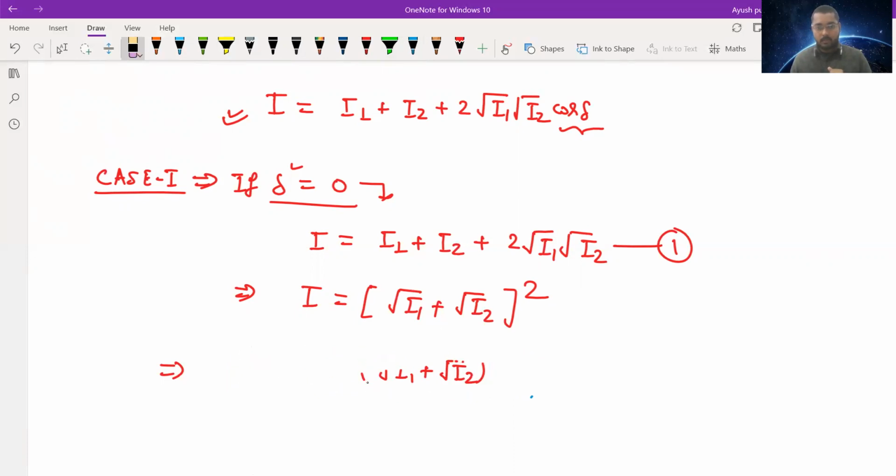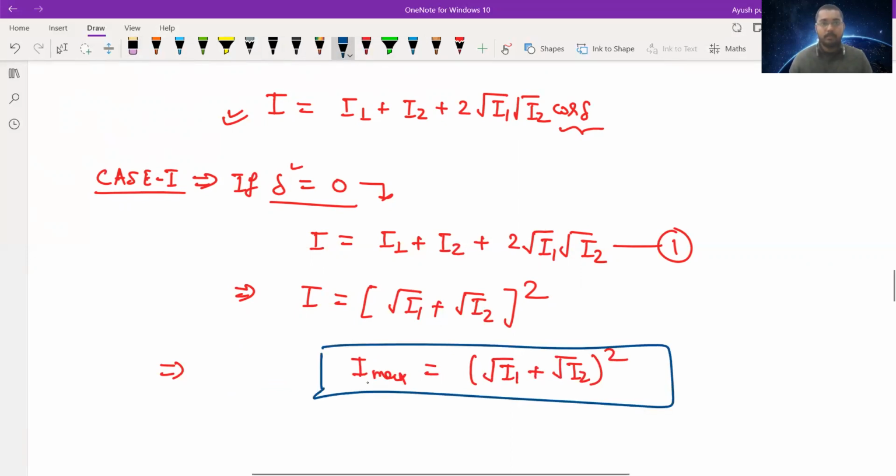Let me write it again. I just want to highlight this point, so I'm writing root I1 plus root I2 whole square, and highlighting it so that you remember. You have to remember that the maximum intensity happens when the phase difference is 0, and the maximum intensity is root I1 plus root I2 whole square, where I1 and I2 are the intensities of the individual waves. Now let's see case 2.